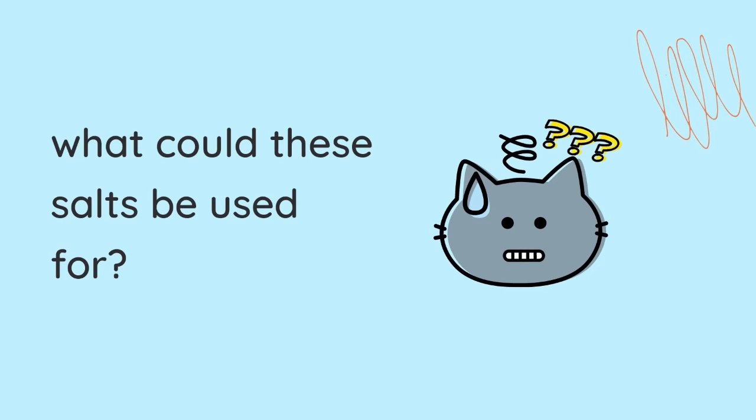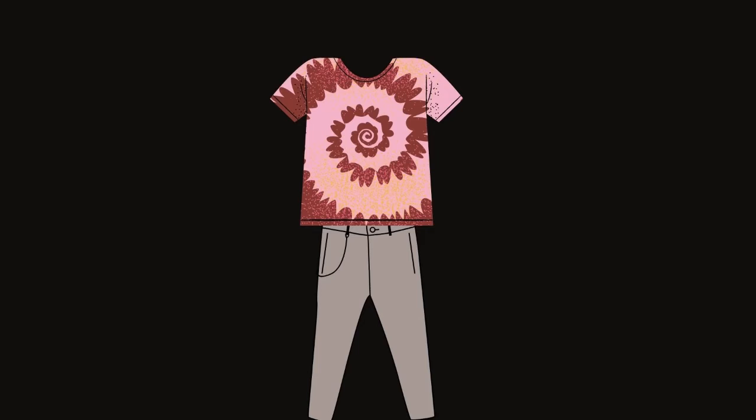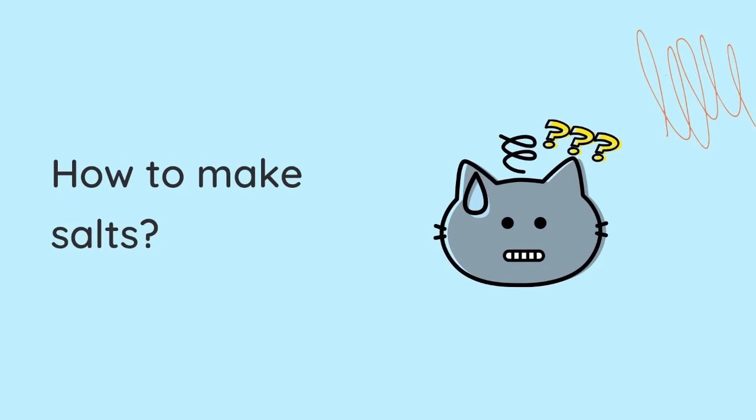And what could these salts be used for in daily life? The answer is salt is used as dye pigment to color our clothes. And if you see fireworks, the bright colors you can see are produced by burning the salts of various metals.